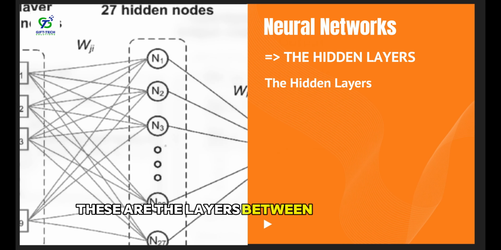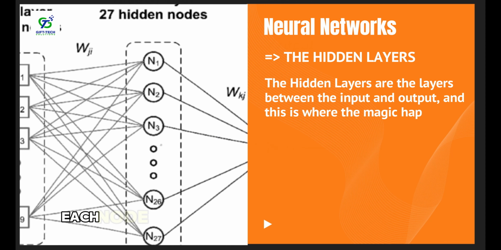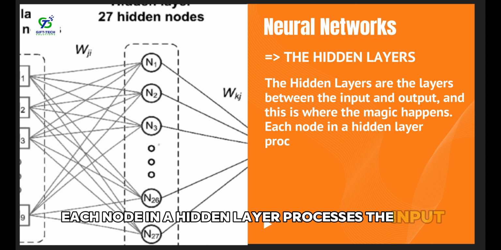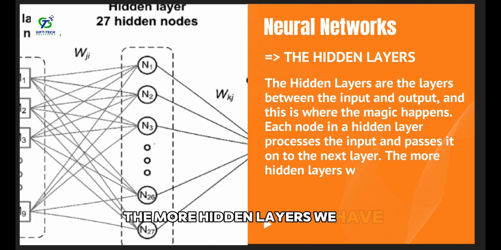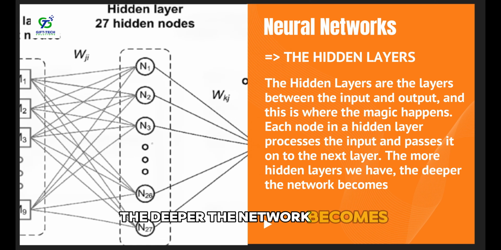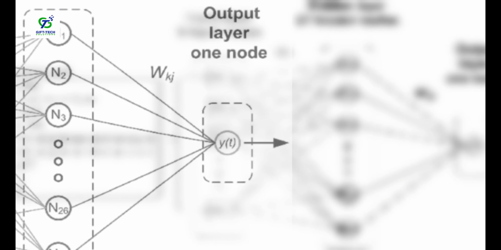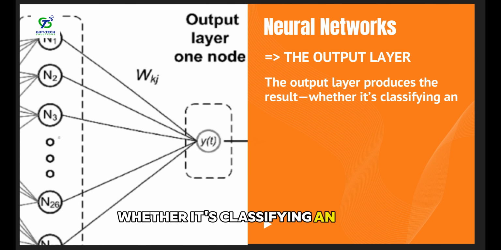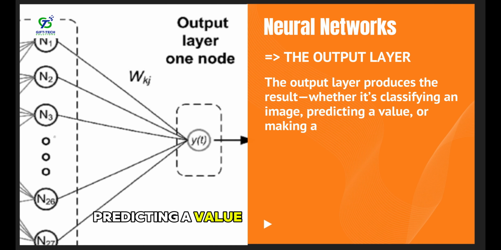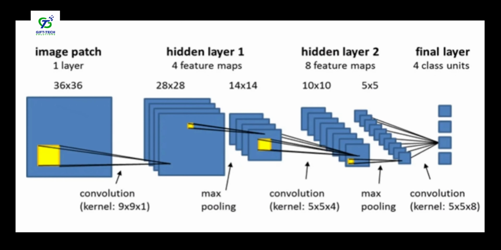These are the layers between the input and output, and this is where the magic happens. Each node in a hidden layer processes the input and passes it on to the next layer. The more hidden layers we have, the deeper the network becomes, which brings us to deep learning. The output layer produces the result, whether it's classifying an image, predicting a value, or making a decision based on the data that is passed through the network.